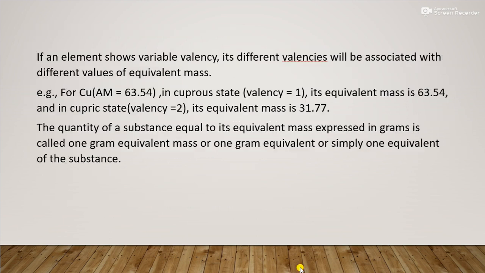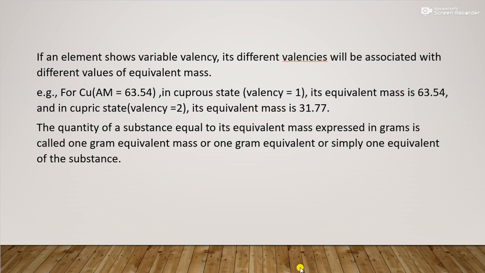Okay, if an element shows variable valency, for example copper, it shows valencies like Cu+1 and Cu+2, that is cuprous and cupric. Its different valencies will be associated with different values of equivalent mass. For copper, atomic mass is equal to 63.54. In cuprous state, its valency is 1. Its equivalent mass is 63.54 divided by 1, equal to 63.54. In cupric state, valency is 2. Its equivalent mass is given by 63.54 divided by 2, that is 31.77.